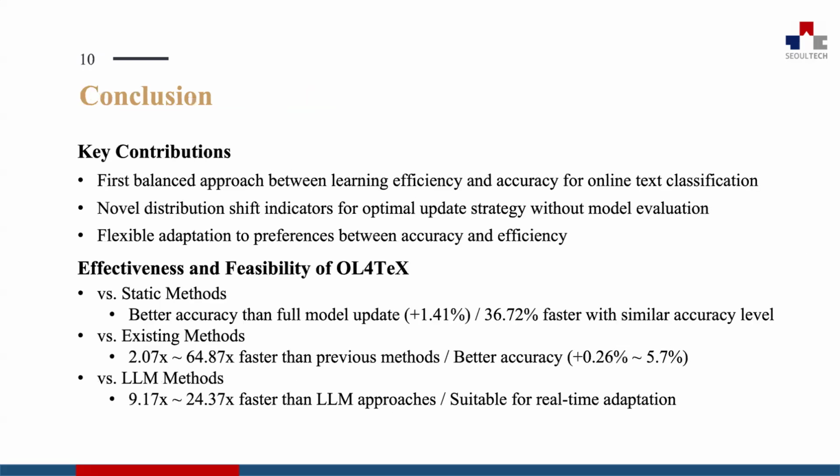In summary, our method is the first research effort to find a balance between learning efficiency and accuracy for the problem of online text classification. For this, we devise novel distribution shift indicators to find the optimal update strategy without the entire model evaluation. Through extensive experiments, we show the effectiveness and feasibility of our method in the problem of online text classification.